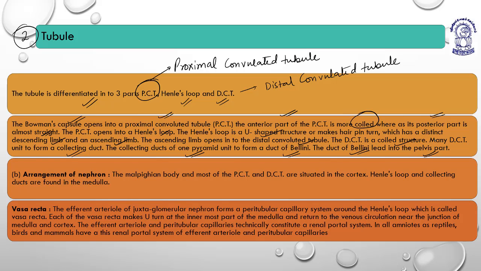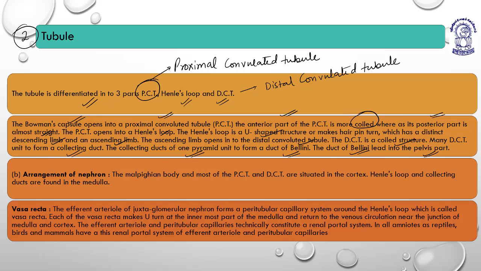So the second part is the tubule. The tubule is differentiated into three parts: proximal convoluted tubule, loop of Henle, and distal convoluted tubule. The Bowman's capsule opens into the proximal convoluted tubule (PCT). The anterior part of the PCT is more coiled, whereas its posterior part is almost straight. The PCT opens into the loop of Henle.